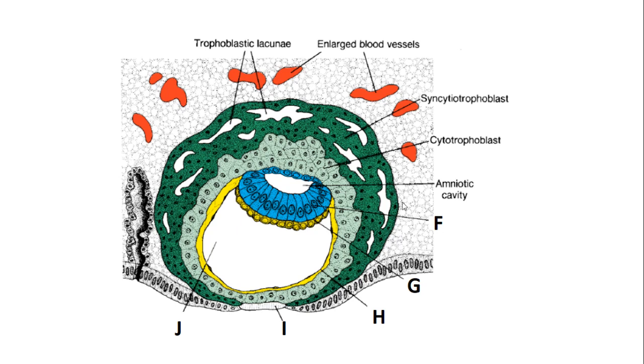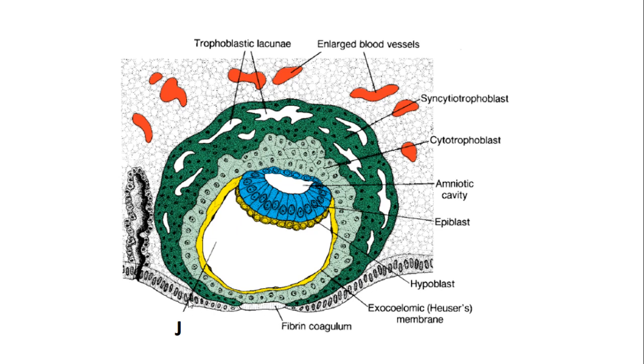Then F is just the epiblast, G is the hypoblast, and H is the exocoelomic membrane. And then there is a very important part, which is known as the fibrin coagulum. This fibrin coagulum normally closes the uterus walls.